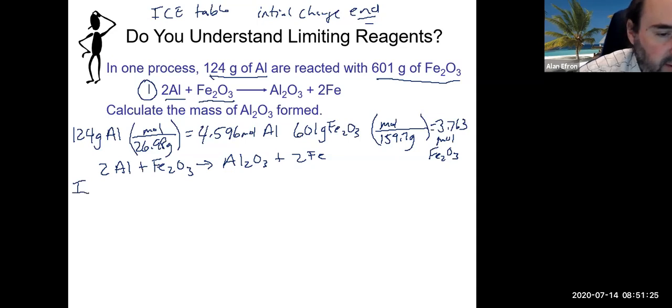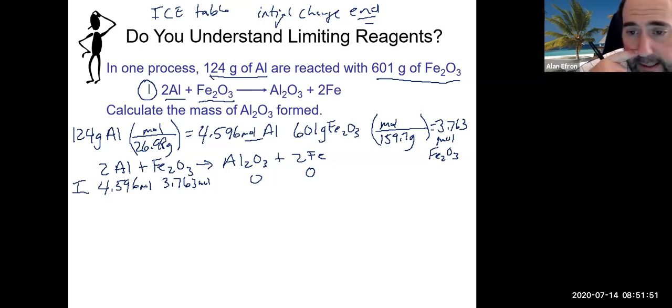Initially, what we're going to put is our starting moles of each of them. So for aluminum we had 4.596 moles. For our iron 3 oxide, we have 3.763 moles. And initially, we could assume that we have 0 of our products. We haven't made any products yet, so we'll assume that is 0. That takes care of the initial part, not too bad.